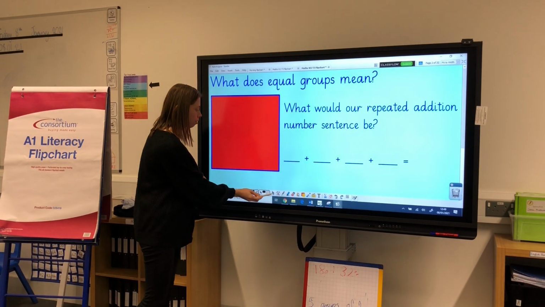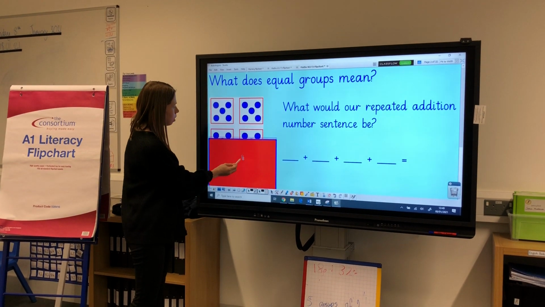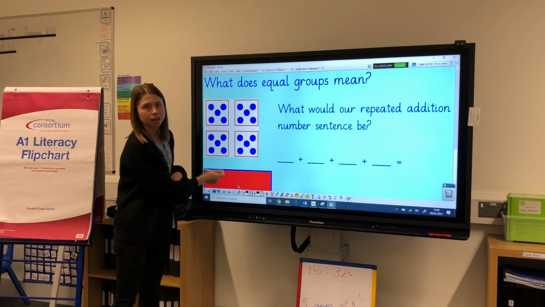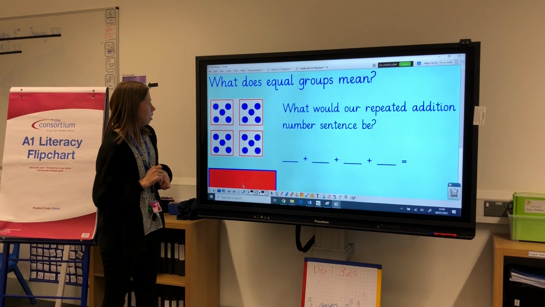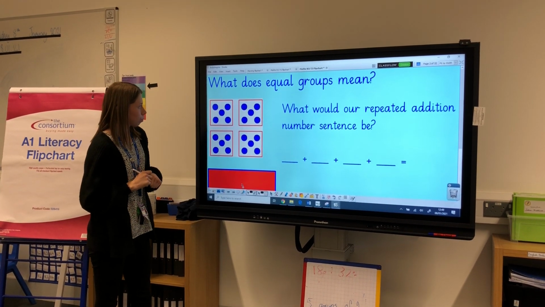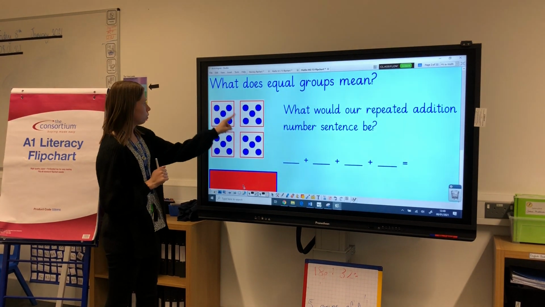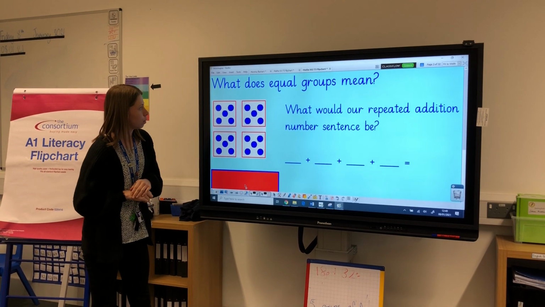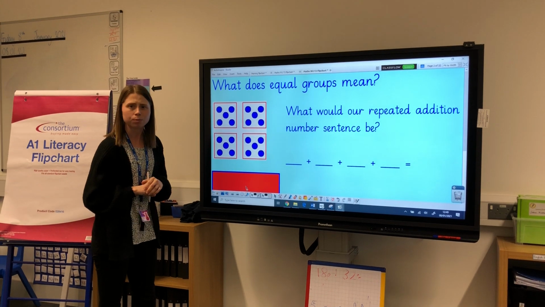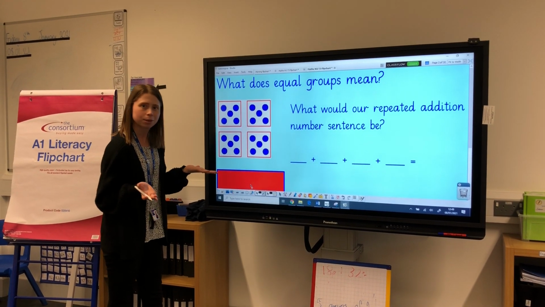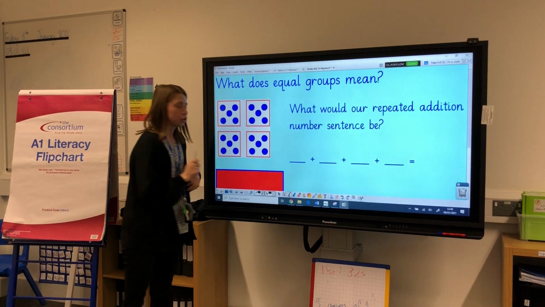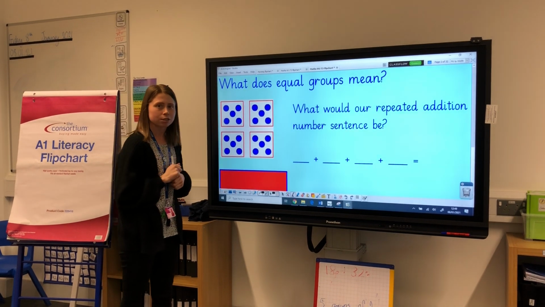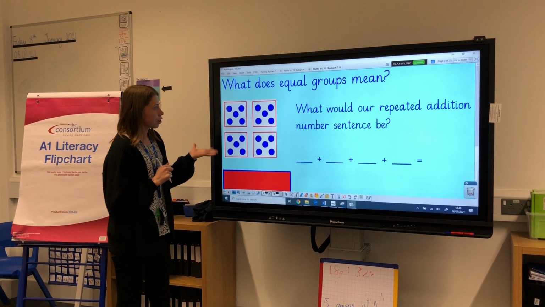So underneath my little square here, I have got some equal groups. And they are equal groups of 5. I have got 4 equal groups of 5. So what would my repeated addition number sentence be? You can pause it there and tell your adults at home. But I'm going to go through it now.